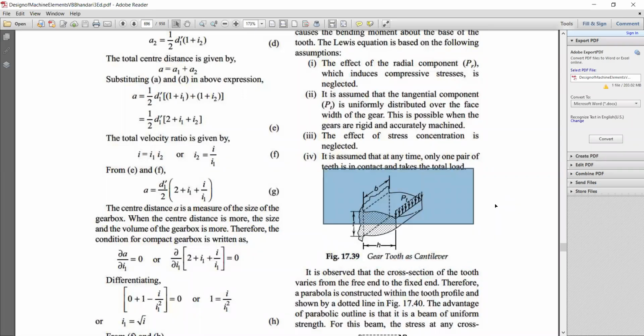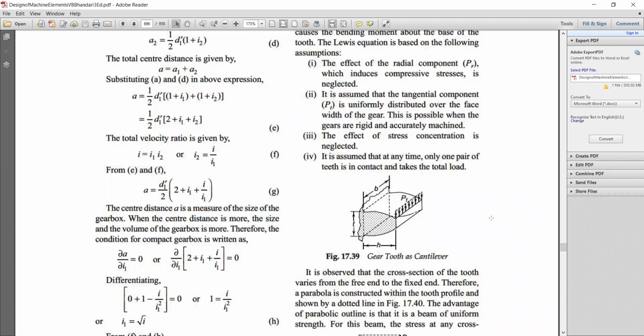Based on the design, first of all we need to understand what type of loads are acting on a tooth. When we consider a single tooth, it seems like a cantilever beam. It is approximately seen as a cantilever beam, so we can design this by using beam strength.